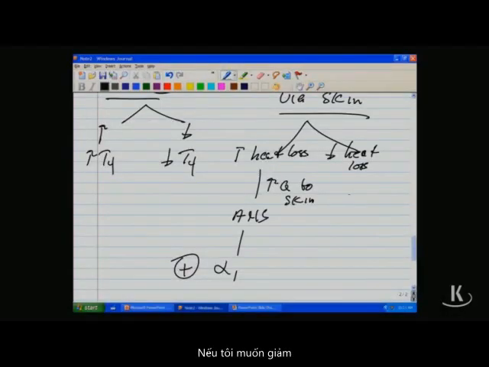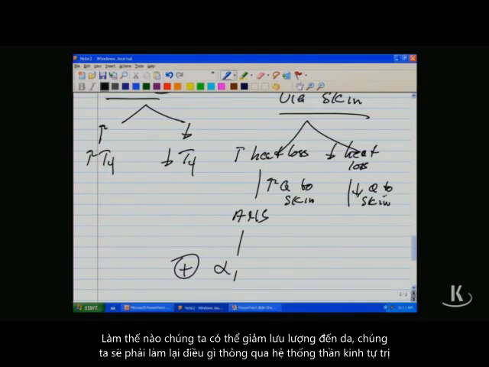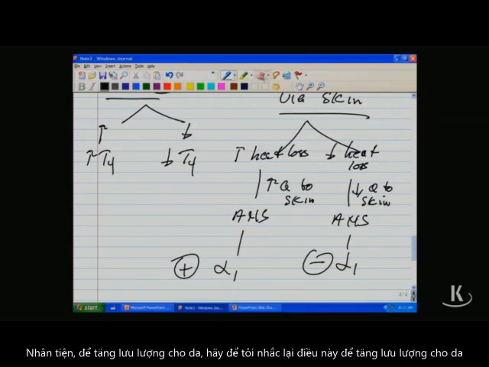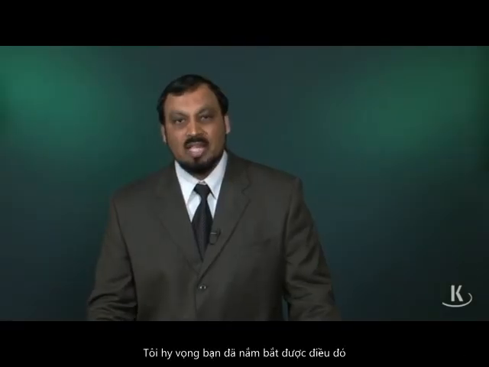Now, if I want to decrease heat loss to the skin, what should I do? Quite naturally, the opposite, decrease flow to the skin. How can we decrease flow to the skin? Again, via the autonomic nervous system, we will have to inhibit alpha-1. To increase flow to the skin, by the way, let me retrace this. To increase flow to the skin, I hope you did catch that.